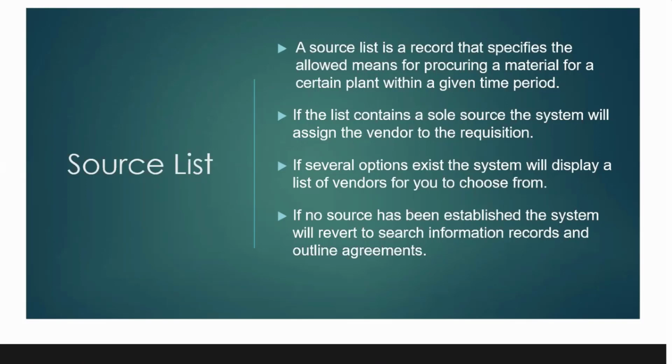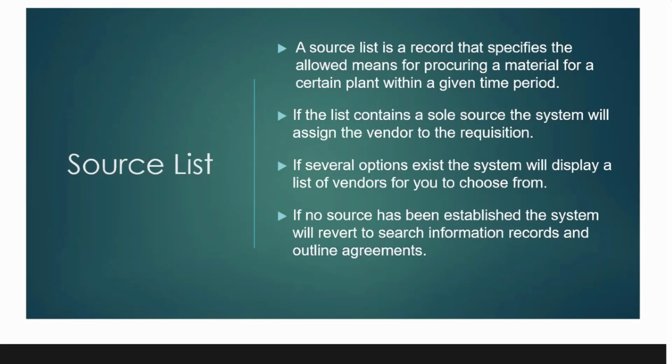Imagine that your source list contains only one vendor. In this case, your requisition will automatically be assigned to this vendor because you have only one vendor in your source list. But if several options exist, the system will display a list of vendors for you to choose from. If your source list contains many vendors, the system will display them, and you have to select which vendor you will use.